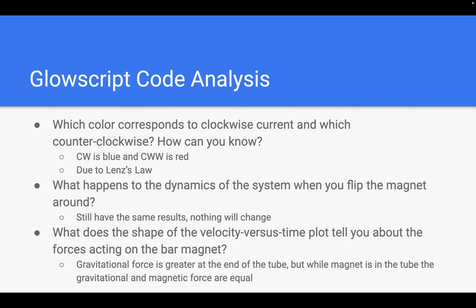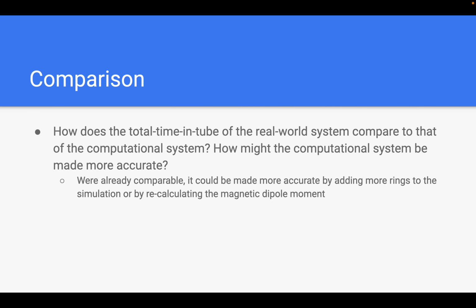Same thing's going to happen. And then what does the shape of the velocity versus time plot tell you about the forces acting on the bar magnet? The gravitational force is greater at the end of the tube, but while the magnet is in the tube, the gravitational and magnetic force are equal. And compare the computational and real-life experiment. How does the total time in the tube of the real-world system compare to the computational system, and how might the computational system be more accurate? Both of them were actually already pretty comparable, and it could be made more accurate by just adding more rings to the simulation, or by simply recalculating the magnetic dipole moment.